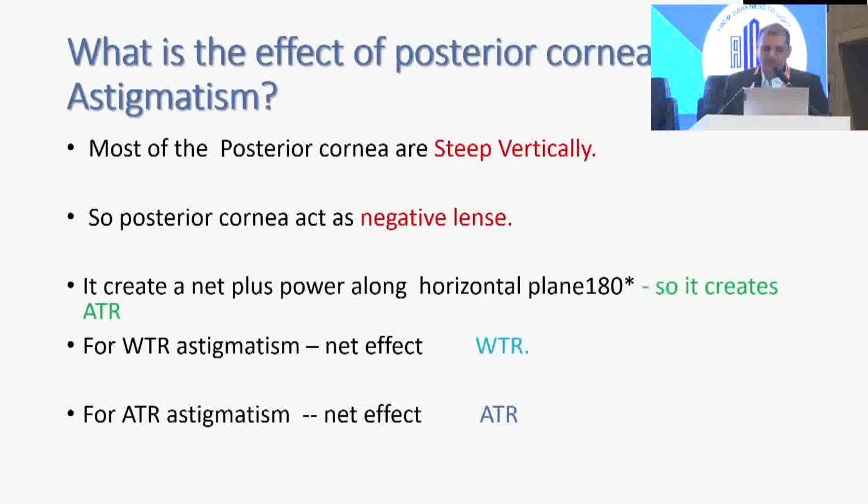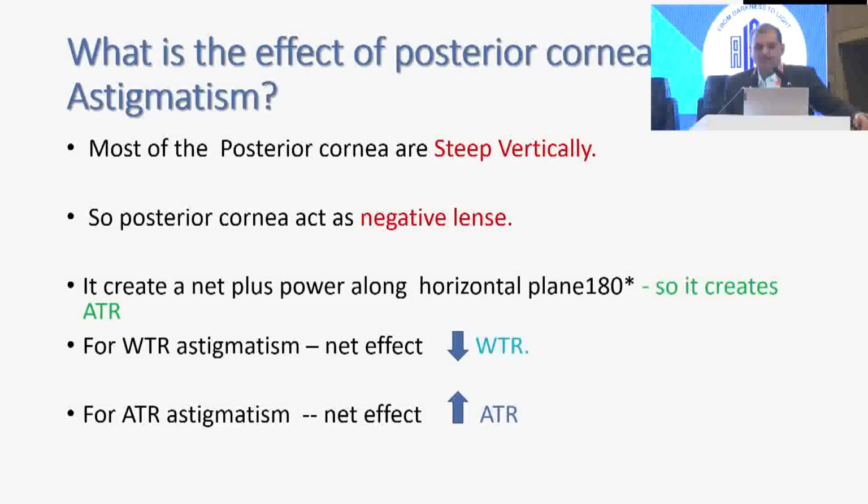They found that most of the posterior cornea works as a steep vertical, so it acts as a negative lens. It creates a net plus power in the 180, so it creates against-the-rule astigmatism. So patients who have with-the-rule astigmatism will have a net decrease in the WTR, and patients with ATR will have an increase in the ATR.